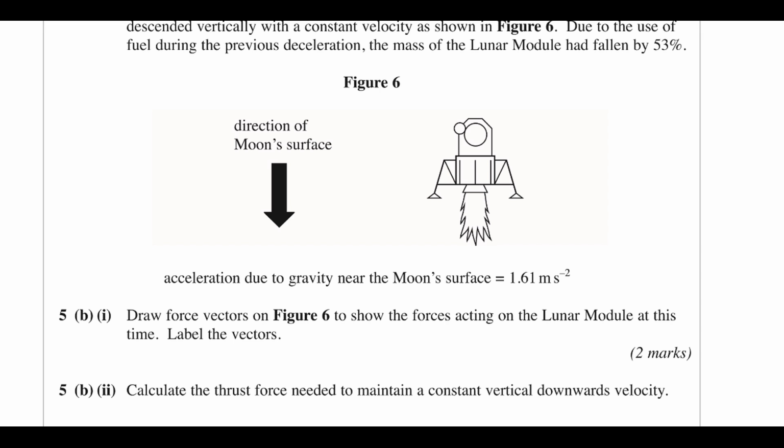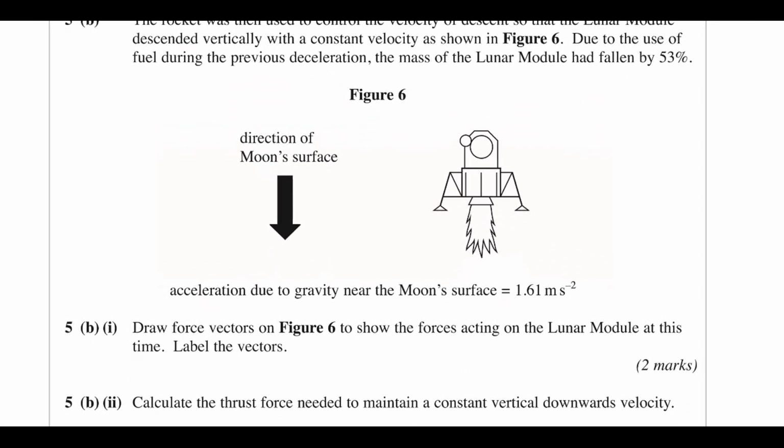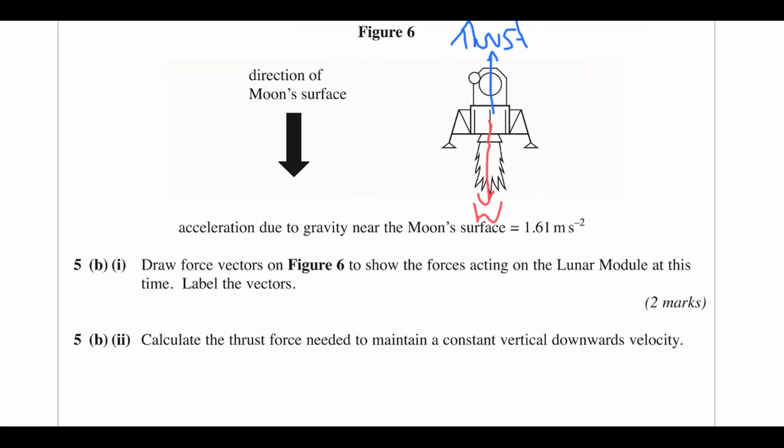So we're going to have on here a weight force going from roughly the center of mass of the object, and then there's going to be a thrust force acting upwards to give you a resultant force of 0 to maintain a constant speed. Okay, so that's what we should have there.